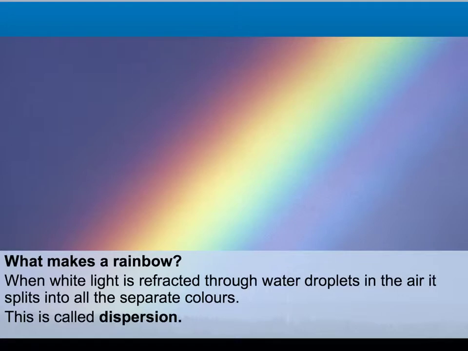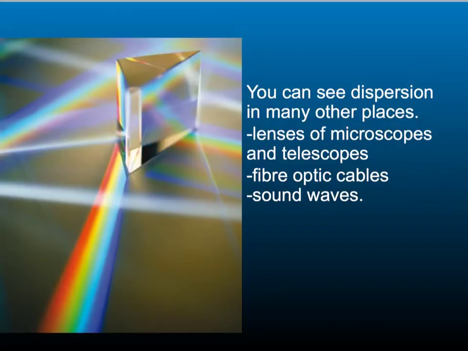We can observe the different colours of the spectrum when we see rainbows. The white light entering the atmosphere is refracted through the water droplets in the air, and it splits up into its separate colours. This is a dispersion effect. As well as rainbows, you can see dispersion in many other places, such as the lenses of microscopes and telescopes, fibre optic cables, and also sound waves can suffer from dispersion.